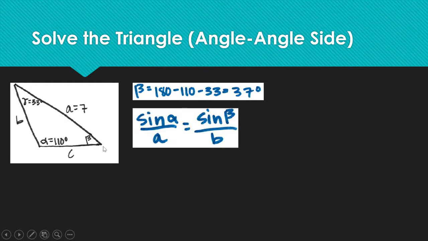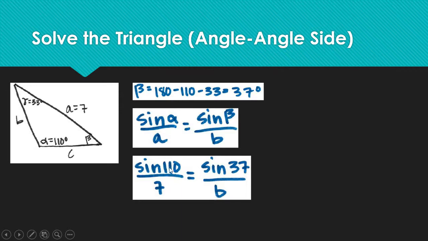So now I'm going to use the law of sines. I know I have this pair right here: 110 and 7 are going to go together. So I say, okay, I know sine of alpha over A is also going to be sine of beta over B. So I plug in what I know. Sine of 110 over 7 is going to be sine of 37, because we know beta is 37, over whatever side B is.